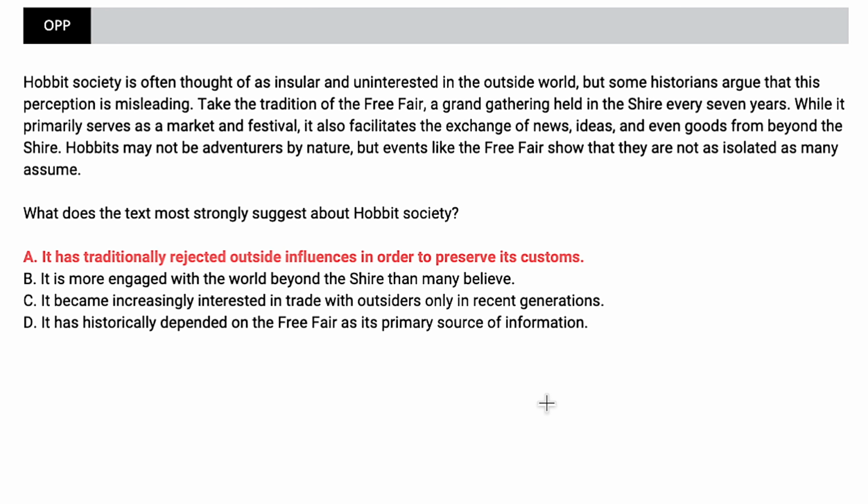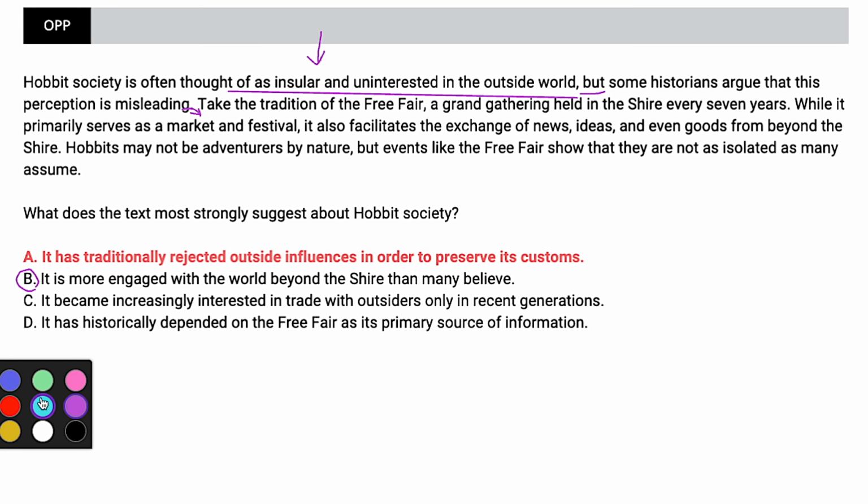So for this question, which I hope you already paused and read, we have a detailed question about what is being suggested about Hobbit society. And I think we can mostly get this just from the first sentence. It says Hobbit society is often thought of as insular and uninterested in the outside world. But, transition word, some historians argue that this perception is misleading. And then we go and get examples of that. So basically what's being suggested is the opposite of this, that Hobbit society is not necessarily insular and maybe is interested in the outside world, which is going to be our correct answer, choice B.